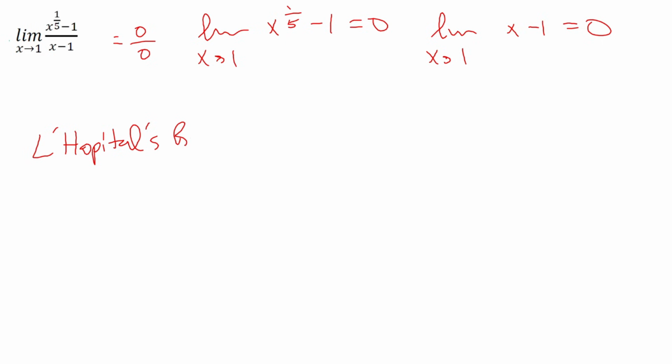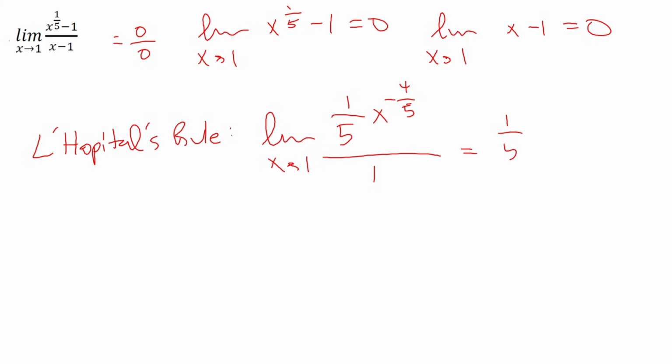Now that we have that at our disposal, we can say this is a limit as x approaches 1 of the derivative of x to the 1/5, or 1/5 of x to the negative 4/5, and the derivative of minus 1 is 0, over x minus 1's derivative, which is just 1. Well, then we can just plug in 1 to this, 1/5 of 1 to the negative 4/5. Well, 1 to any power is just 1, so we have 1/5 times 1, which is 1/5.